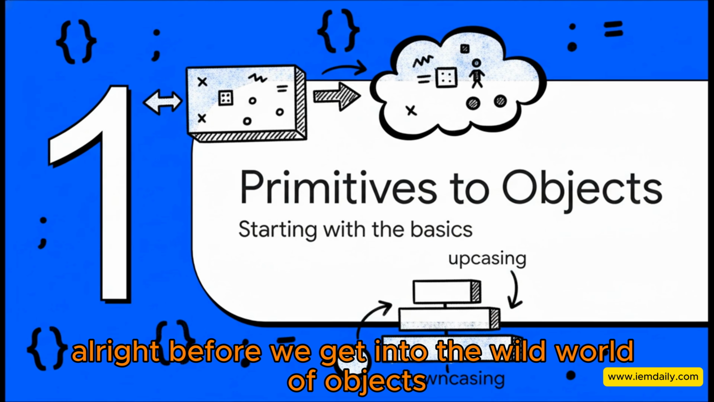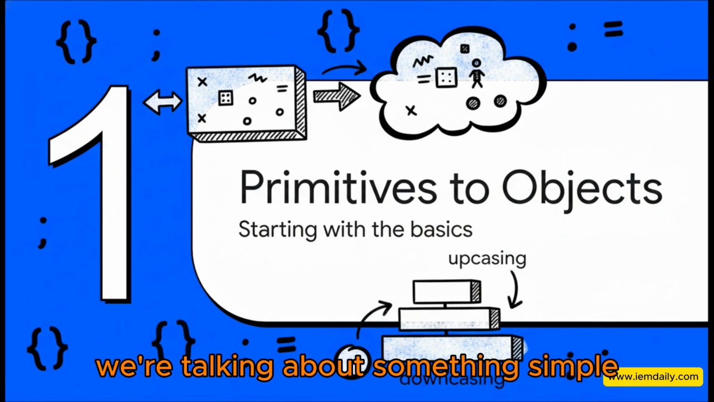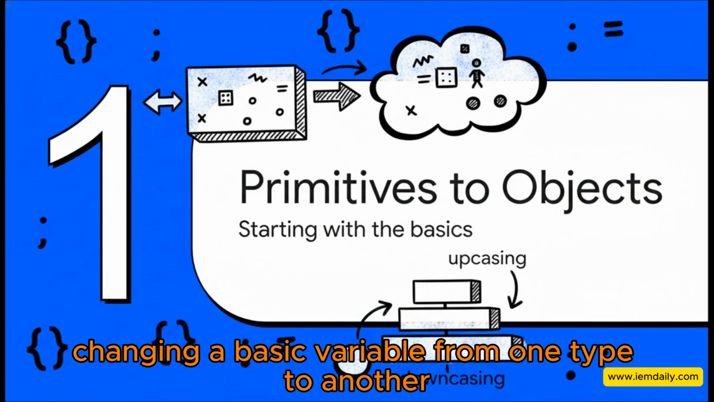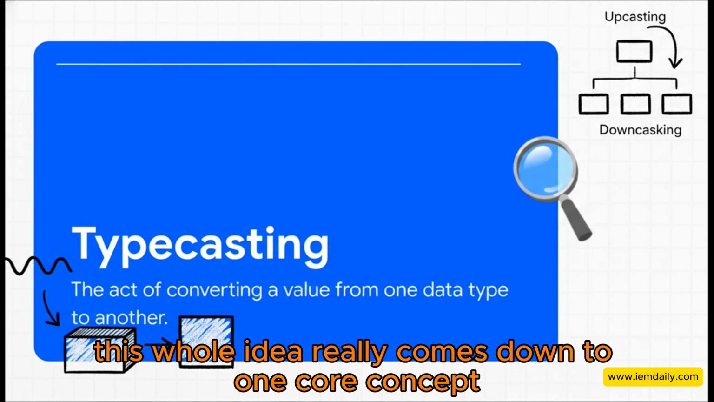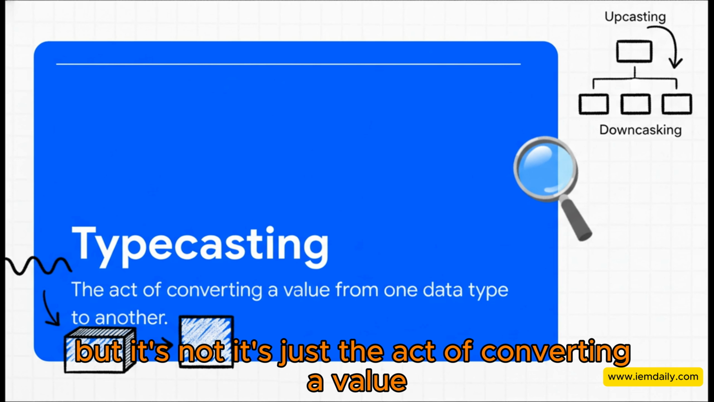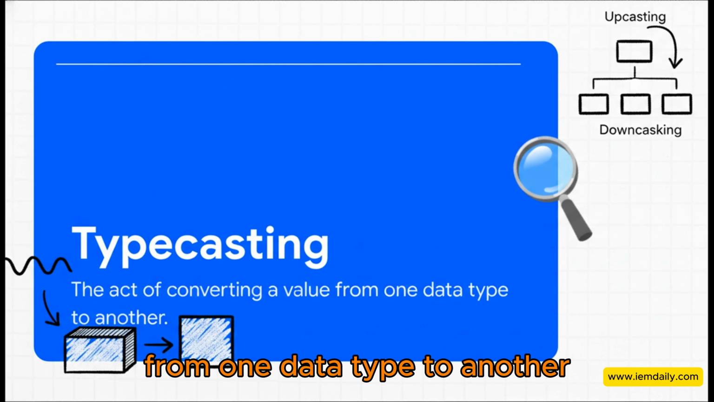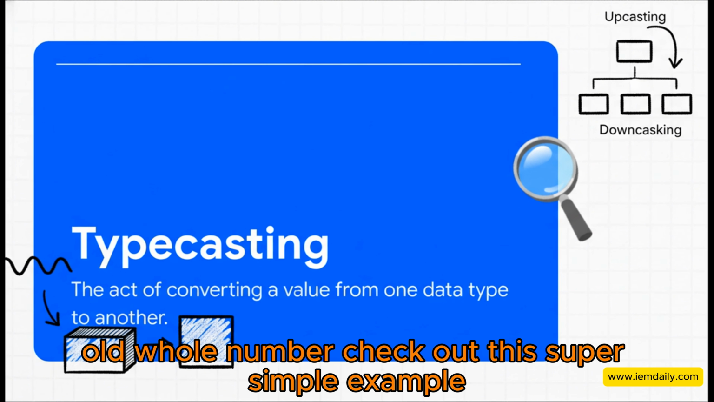All right, before we get into the wild world of objects, let's start with the absolute basics. We're talking about something simple, changing a basic variable from one type to another. This whole idea really comes down to one core concept, typecasting. It sounds fancy, but it's not. It's just the act of converting a value from one data type to another. You know, like turning a number with a decimal into a plain old whole number.